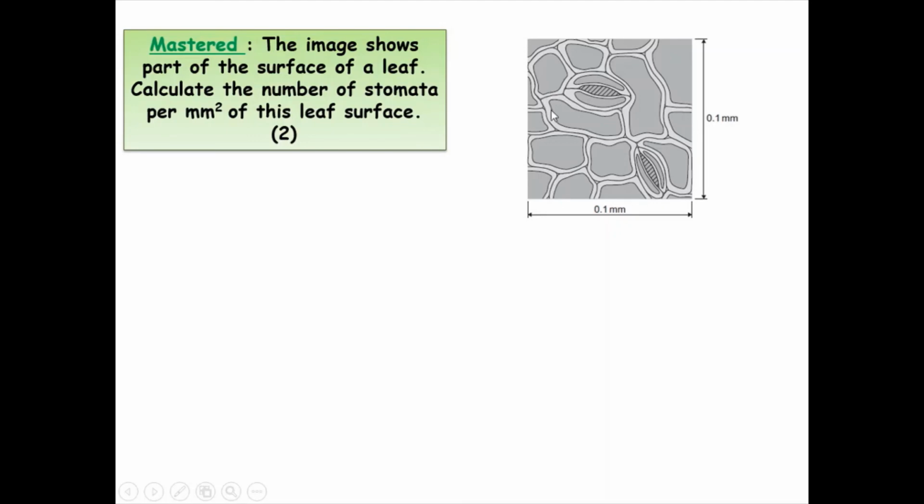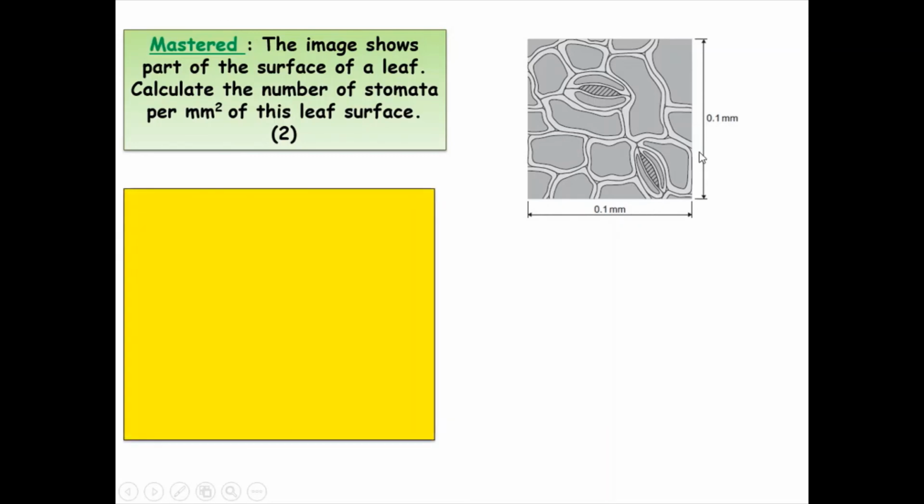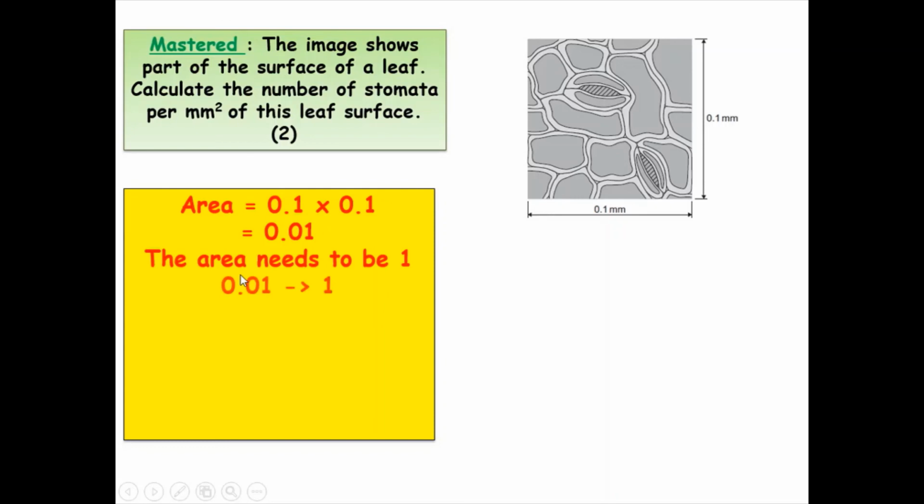The image shows part of the surface of a leaf. Calculate the number of stomata per millimetre squared of this leaf surface. So first of all we need to convert it to millimetre squared. So we times 0.1 times 0.1 gives us 0.01 millimetre squared. Next we want 1 whole millimetre squared rather than breaking it down. The way we convert this number into 1 millimetre squared is we times it by 100. So if we times this number by 100, it equals 1.